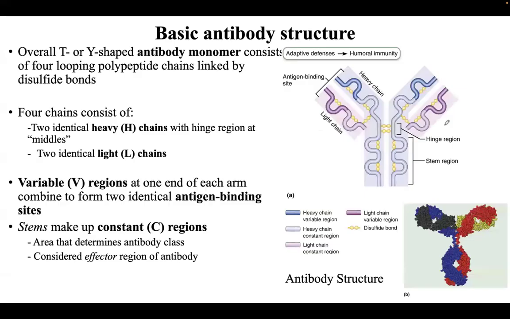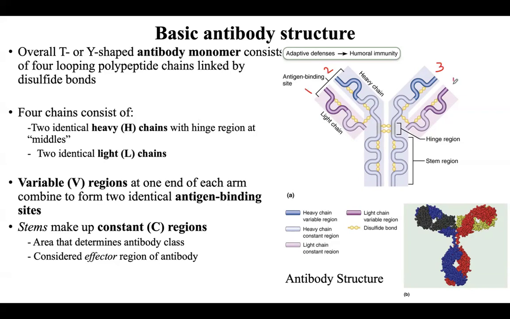Firstly, the basic shape of antibodies is like this. It looks like a Y, okay? T or Y. There are 4 polypeptide chains. So this is a protein again, so they will have polypeptide chains. There will be 4 chains generally: 1, 2, 3, 4. 4 polypeptide chains.